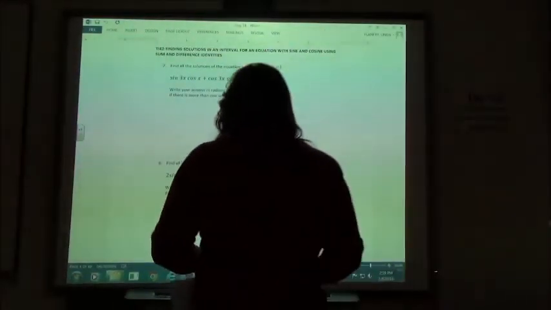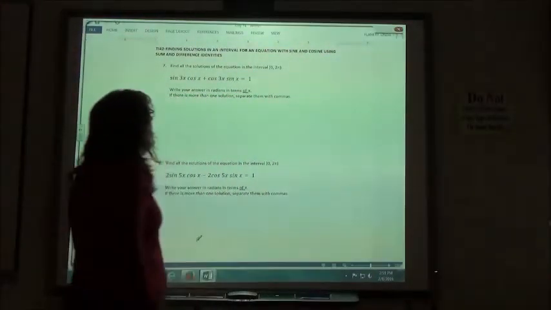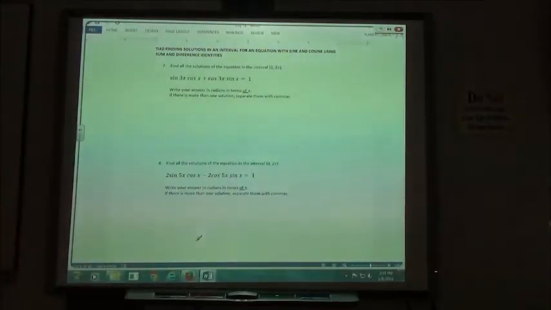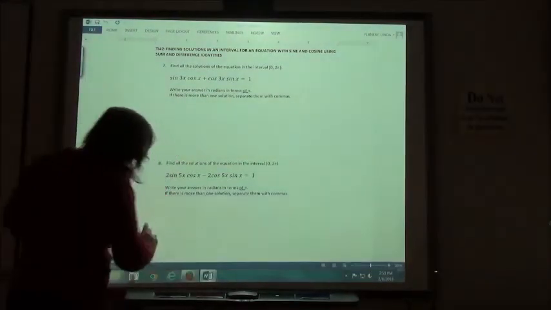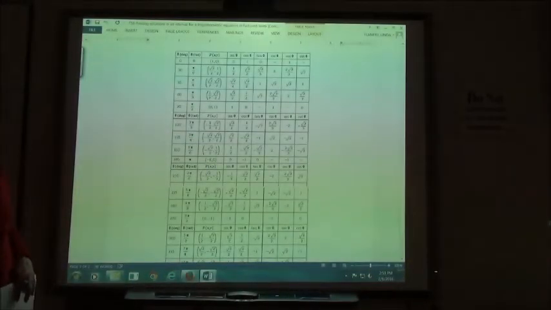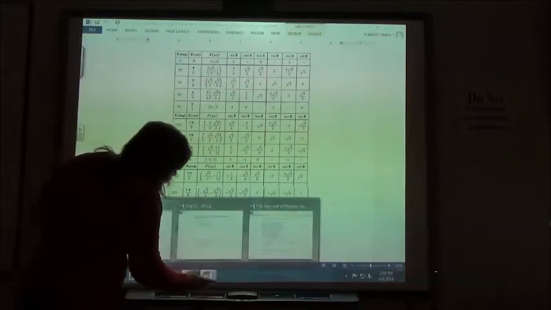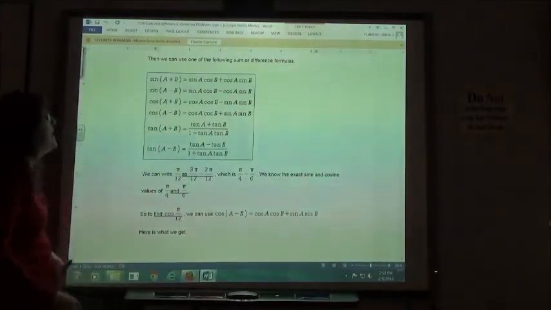7, 8, and 9, we're finding solutions in our interval. This time we're going to use our sum and difference formulas. And so, not only are we going to need our handy dandy table that we usually have, you'll also want to have your sum and difference identities.